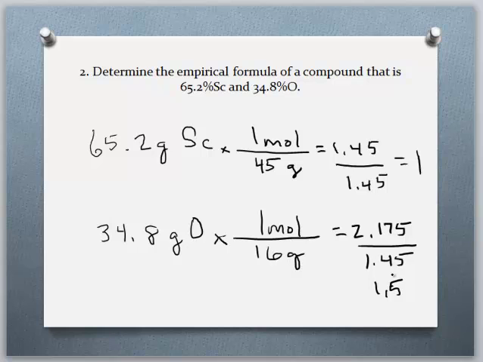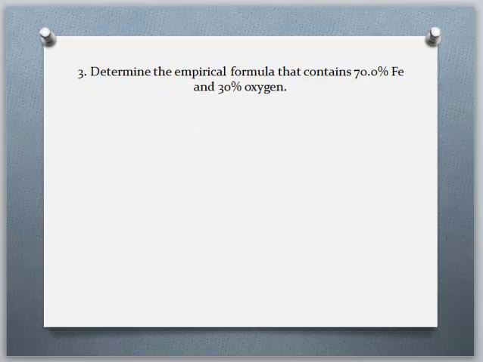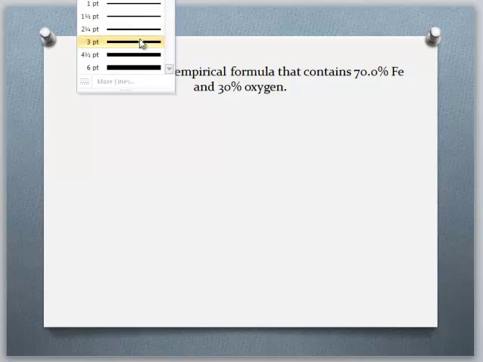So 1 to 1.5 is not a whole number ratio, so again, start multiplying by a factor, and I think it's pretty obvious that you can see 2 is going to work. So 1 times 2 is 2, 1.5 times 2 is 3. So our formula is going to be Sc2O3, and that's going to be the empirical formula of our compound. Okay, let's take a look at one more problem.